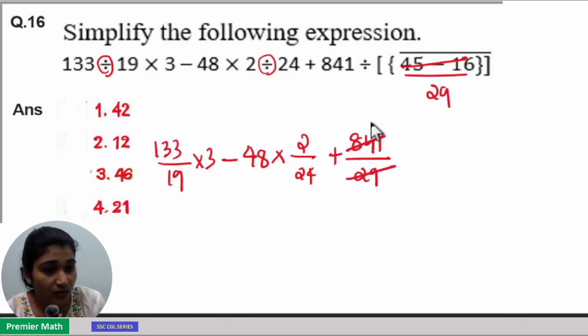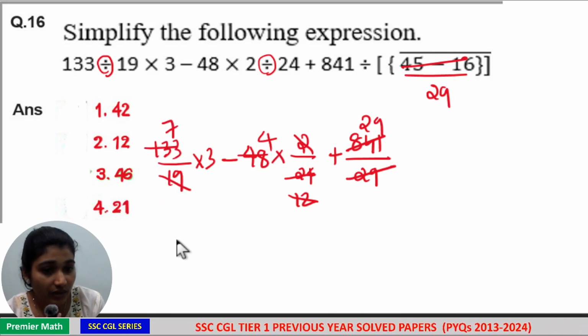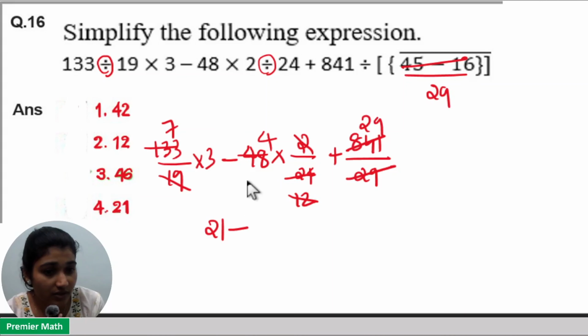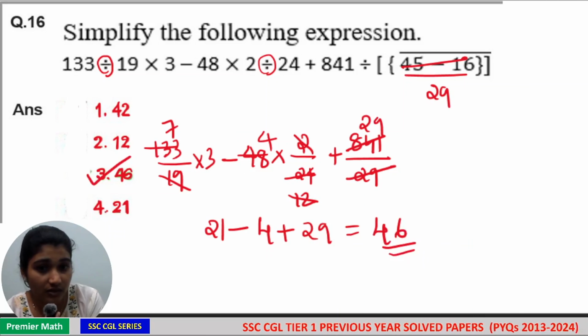Here 29 goes 29 times in 841. 2 goes 12 times in 24. 12 goes 4 times in 48. 19 goes 7 times in 133. So this expression will become 7 into 3, 21 minus 4 plus 29. 21 plus 29 is equal to 50. 50 minus 4 is equal to 46. Option 3 is your answer.